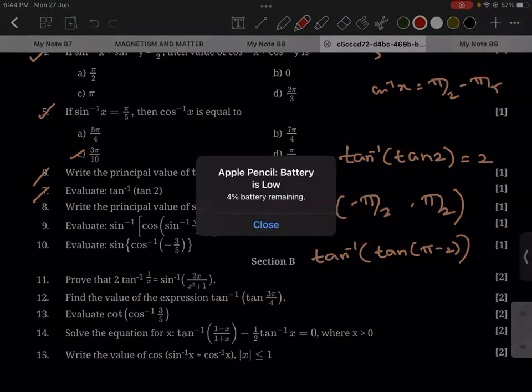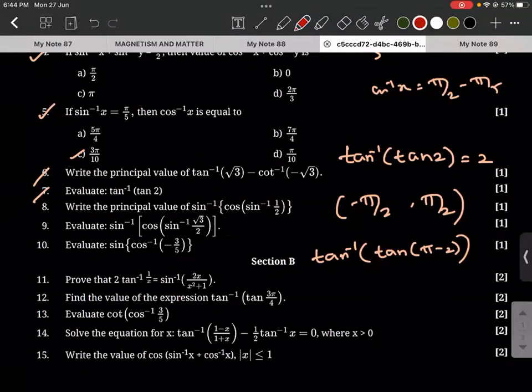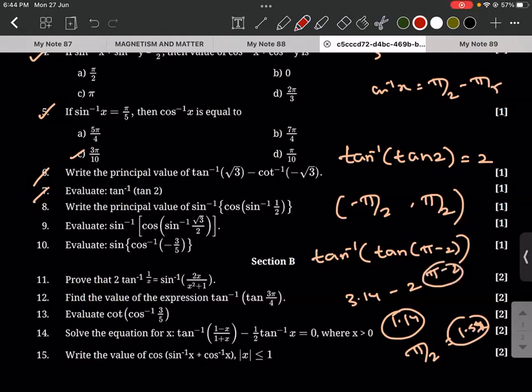Then the property says tan of pi minus 2 when you take the 2 to be an acute angle. Okay, if it is an acute angle, then it should be belonging to the second quadrant. So tan of pi minus 2 belongs to which quadrant? First, because it is 3.14 minus 2, which is 1.14, which is lesser than pi by 2, which is 1.57 something. So the answer should be pi minus 2.